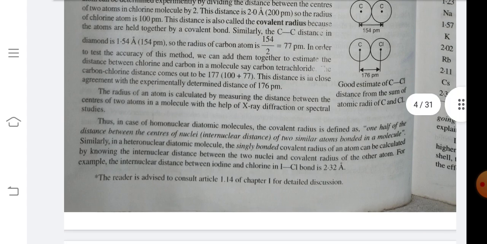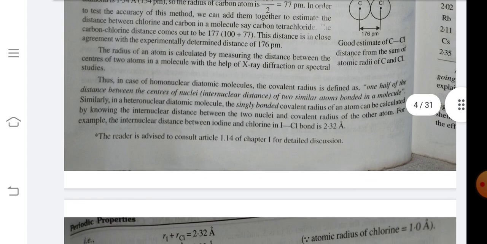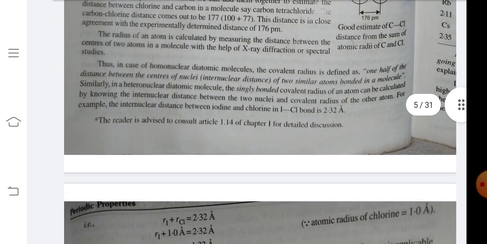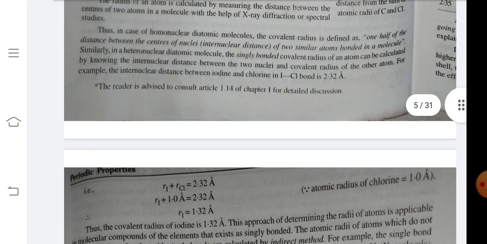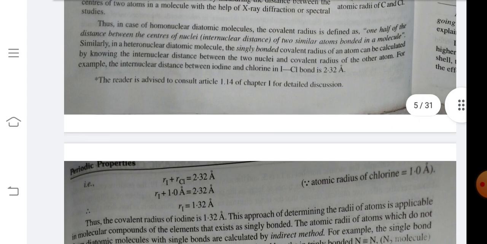The radius of an atom is calculated by measuring the distance between the centers of two atoms in a molecule with the help of X-ray diffraction spectral studies. Thus, in case of homonuclear diatomic molecules, the covalent radius is defined as one half of the distance between the center of nuclei of two similar atoms bonded in a molecule. Similarly, in a heteronuclear diatomic molecule, the singly bonded covalent radius of an atom can be calculated by knowing the internuclear distance between the two nuclei and the covalent radius of the other atom.